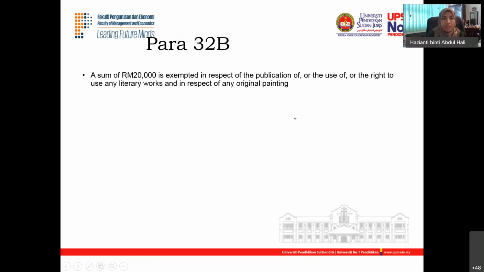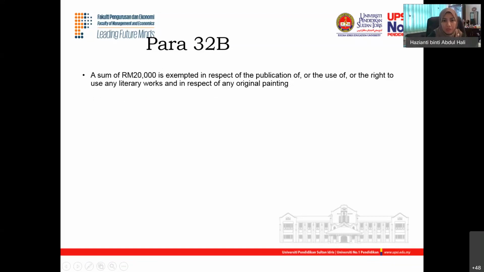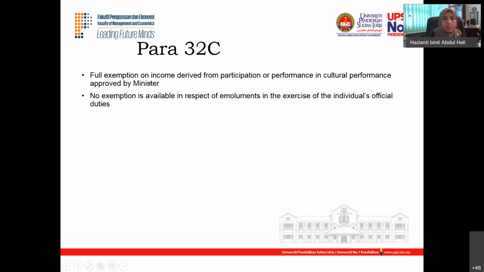All right. 32B, 20,000 exempted in respect of the publication of or the use of or the right to use any literary works and in respect of any original painting. Right, this is translation, 12,000. This is painting, 20,000, or publication of literary work. 32C, performance in a cultural performance approved by the minister. Full exemption.